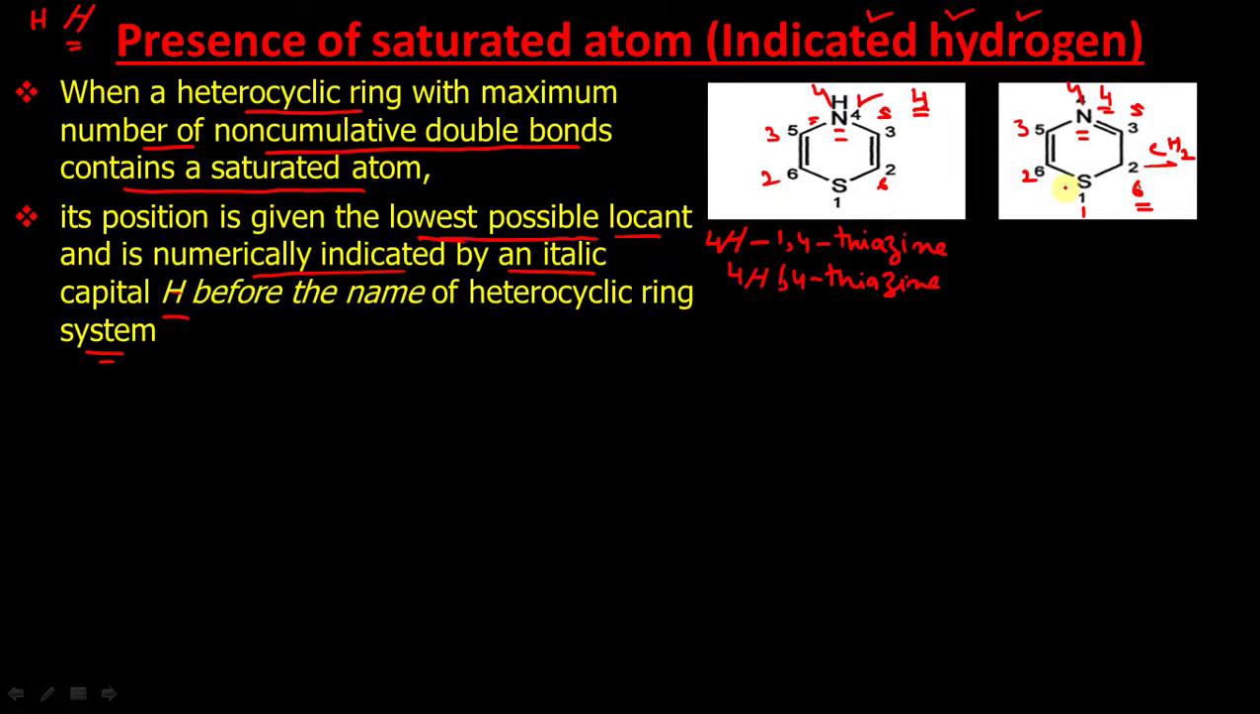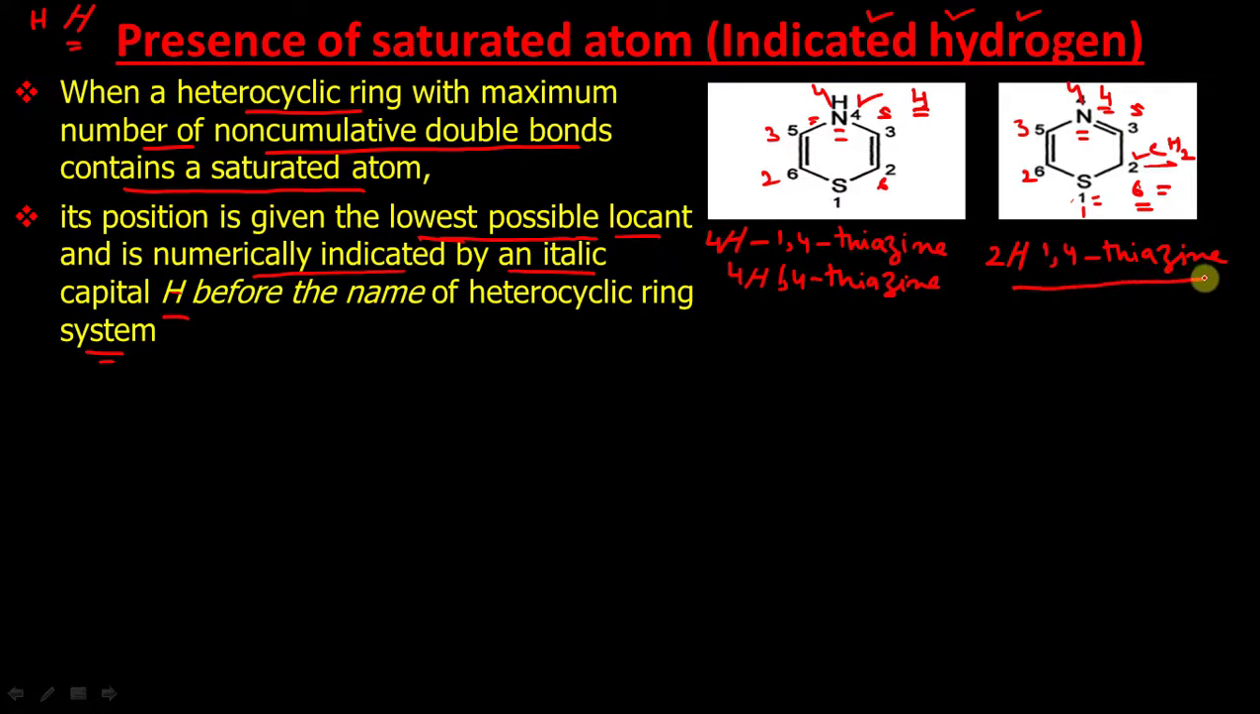Now if we start numbering with these red numbers, it gets a locant position 6. If the numbering is done with these black numbers, then its position is 2. So which is less? 2. So the numbering with these black letters 1, 2, 3, 4, 5, 6 is correct. As I said, the name will be same. This locant position we have to write 2H. Now write the name 1,4 thiazine, the same as a 6-membered unsaturated. Its name is 2H-1,4 thiazine.